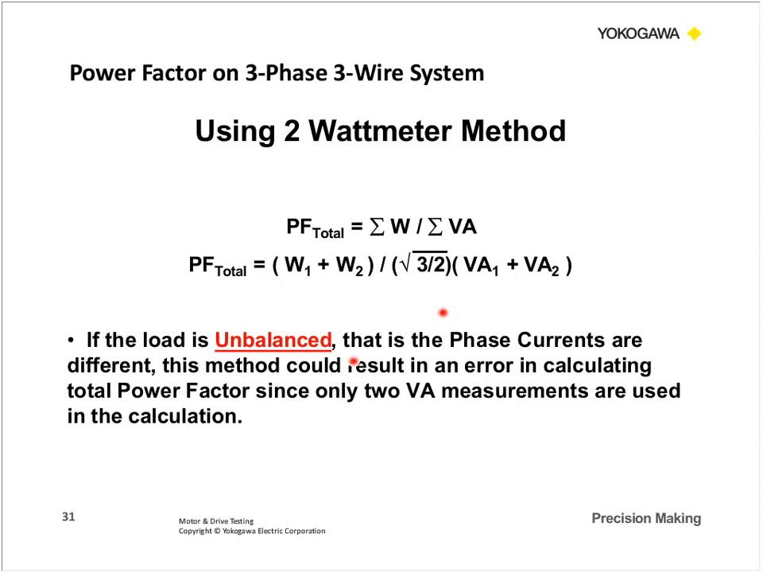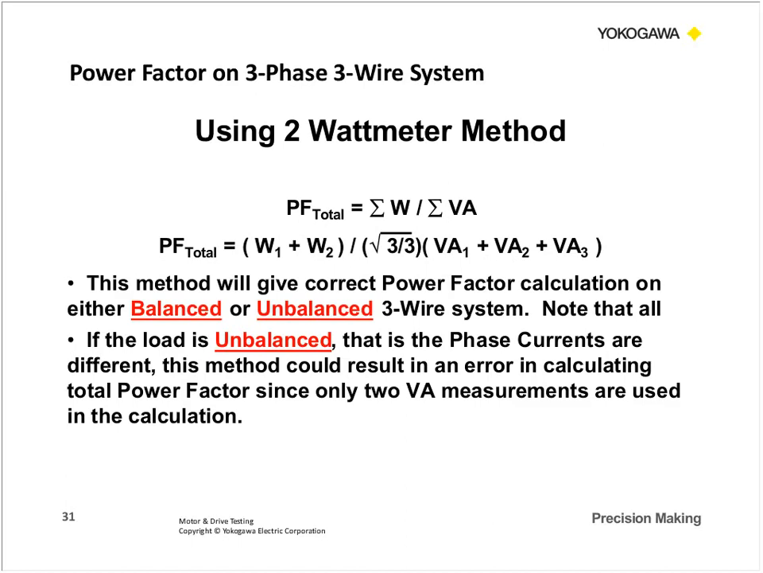Now, if this load is unbalanced, say we got some phase current differences, we could see some error in this calculation because we're assuming this is balanced and dividing by 2 to get the average. So our power factor and our VA measurements could be off if we have a large unbalance.